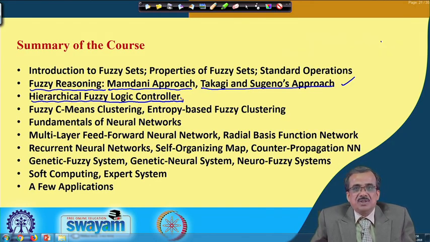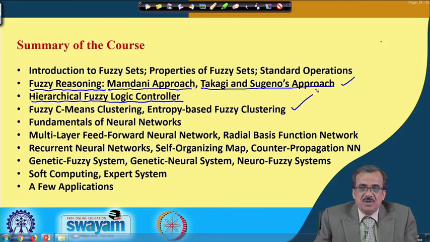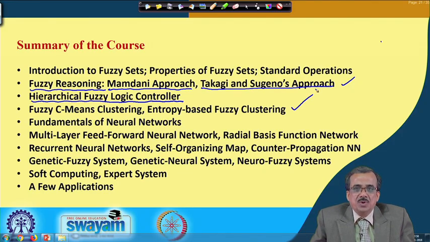Then comes the clustering algorithm. We discussed the different clustering algorithms. Clustering is done based on similarity. So, similar data points should belong to the same cluster and dissimilar data points should go to different clusters. We use different clustering algorithms like fuzzy C-means clustering, entropy based fuzzy clustering and so on.